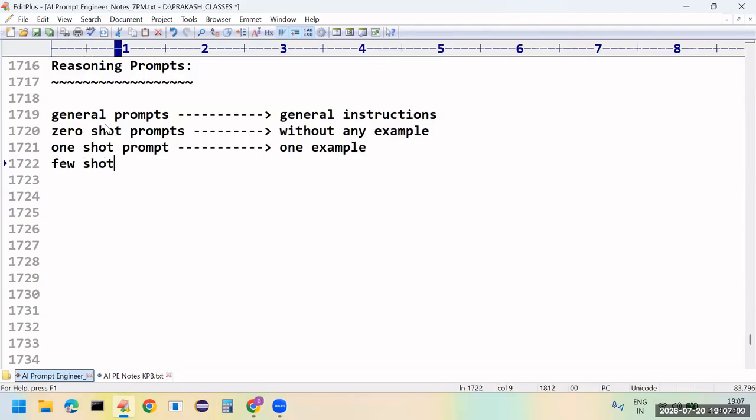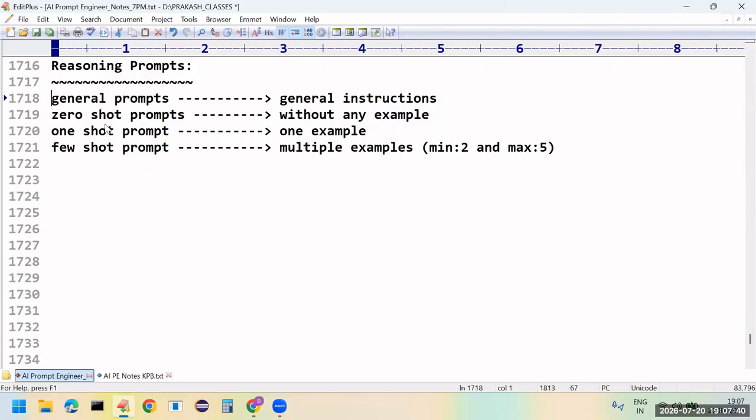Sir, in few shot prompting, what did we do? We have given multiple examples. Sir, multiple means what? Minimum 2 and maximum 5 examples we will provide. Now your AI model is going to understand this, and based on that, it will give the result. That is called few shot prompting.